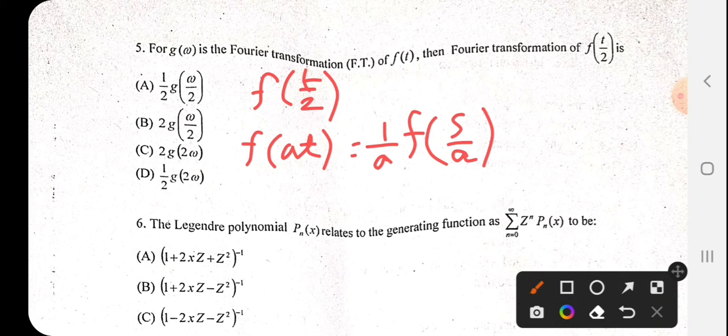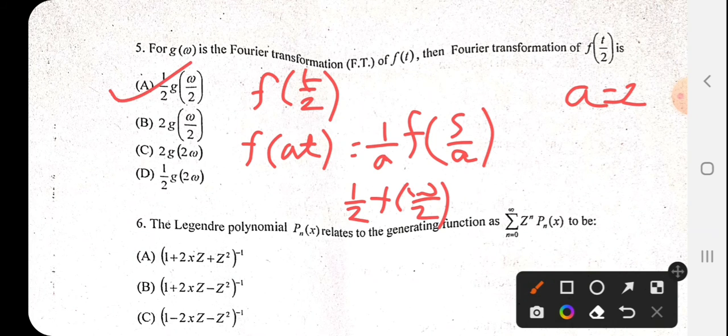So this is the answer: the Fourier transform of f of at is equals to 1 by a F of s by a. So here the value of a equals to 2. Compare: 1 by 2 F of, here we have omega, putting omega in place of s, so this equals to omega by 2. Okay, 1 by 2 g of omega by 2. The answer will be option number A, that is half g of omega by 2.